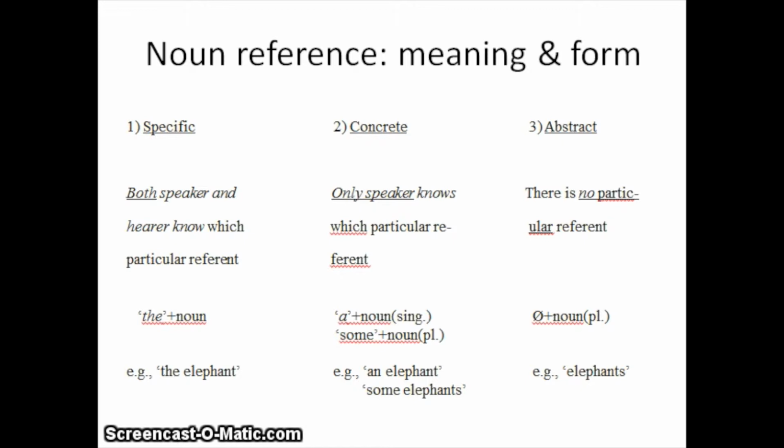The simplified framework we presented in the previous video suggests a one-to-one mapping between meaning and form for the three kinds of noun reference that influence articles' usage in English. Specific reference takes the in front of the noun, concrete reference takes a in front of the noun when it is singular, and abstract reference takes zero in front of the plural form of the noun when it is countable. In fact, the one-to-one mapping holds up pretty well for specific and for concrete reference, and holds up for much of abstract reference.